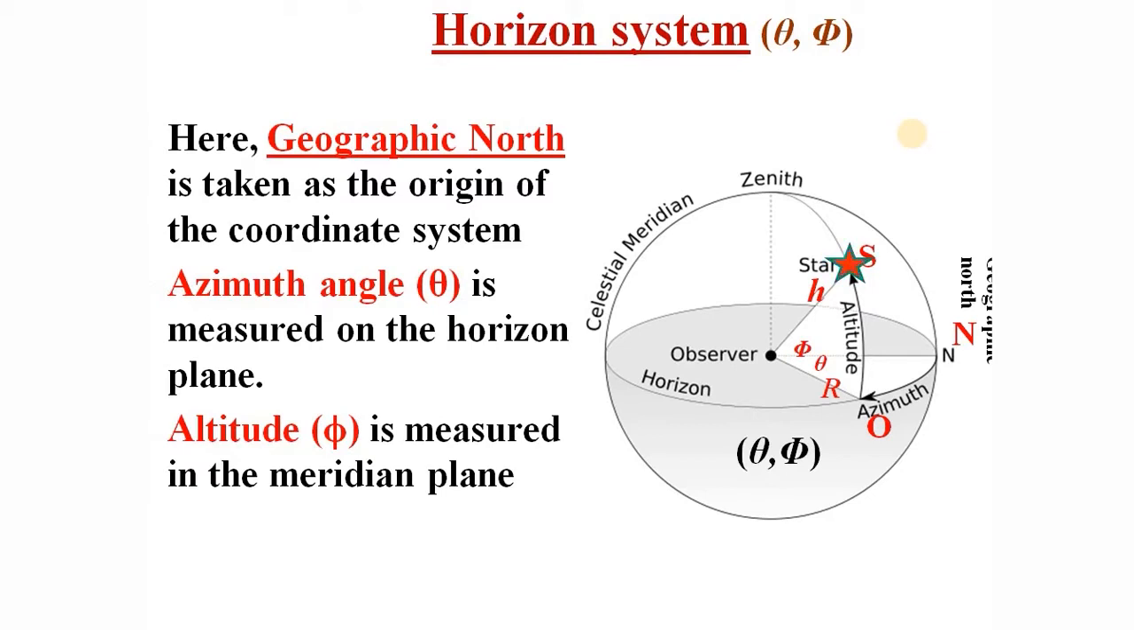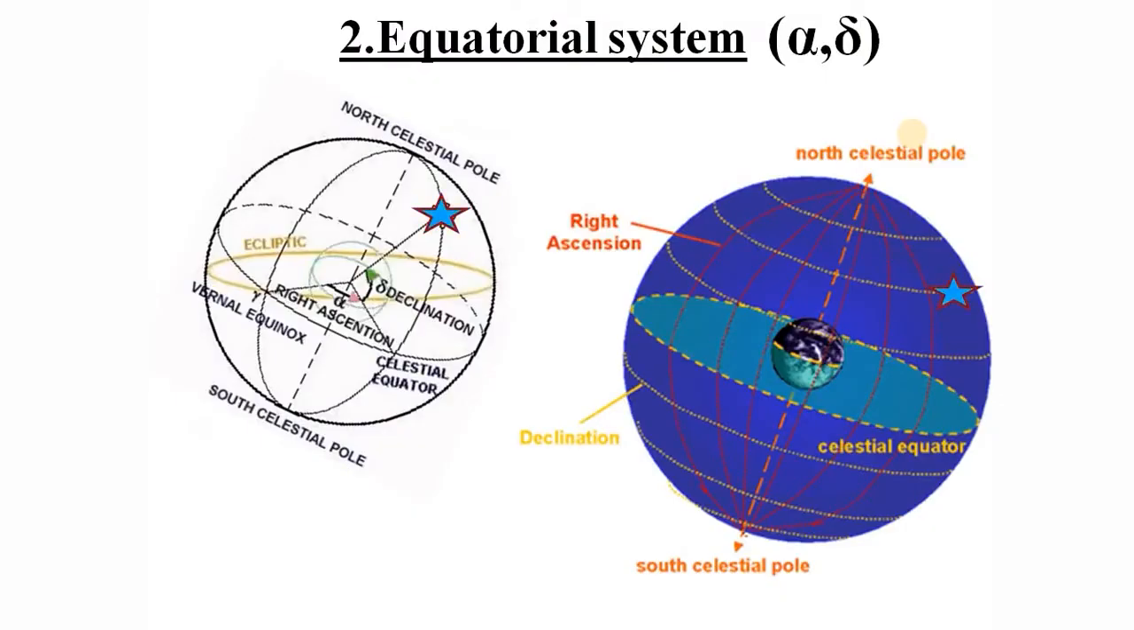Okay, now let us come to the second coordinate system, which is called the equatorial coordinate system, where alpha and delta are the coordinates. Let us see what alpha and delta are. What is equatorial actually? Equatorial comes from the word equator. You know, the longest latitude circle on the Earth is called the equator. This is our Earth as you see, and there is an equator at the middle.